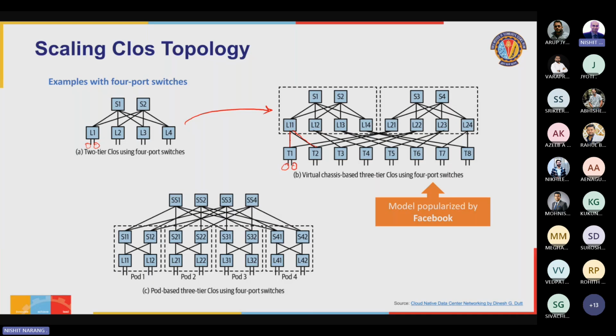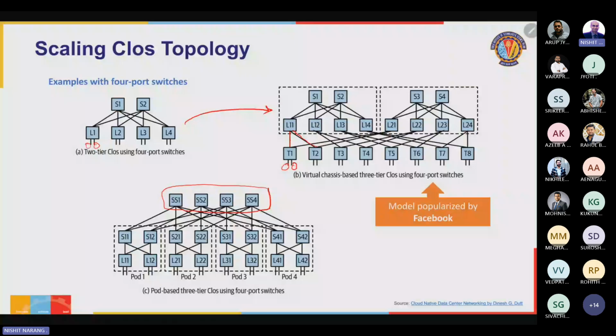Virtual chassis is not the only way to go about doing things. I can follow another architecture which is called a pod based 3-tier Clos architecture using 4-port switches. Now, what have I done in this is I've elevated S1 and S2 to a third level hierarchy, and I'm now calling them SS. So S1 has become SS1, S2 has become SS2, and I have added two more, SS3 and SS4. Below each of these super spines, I've created a pod structure.